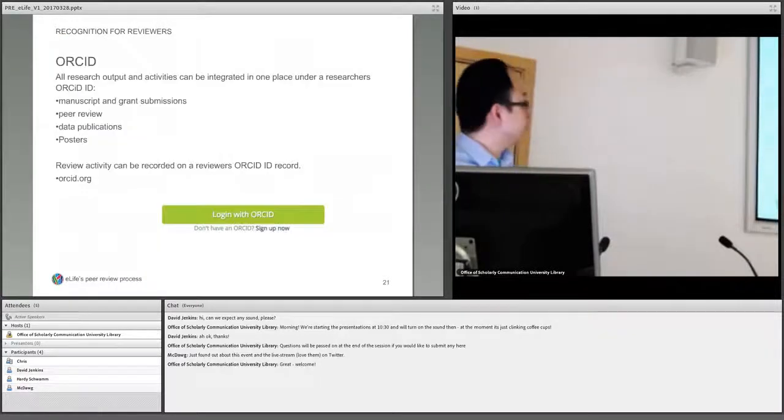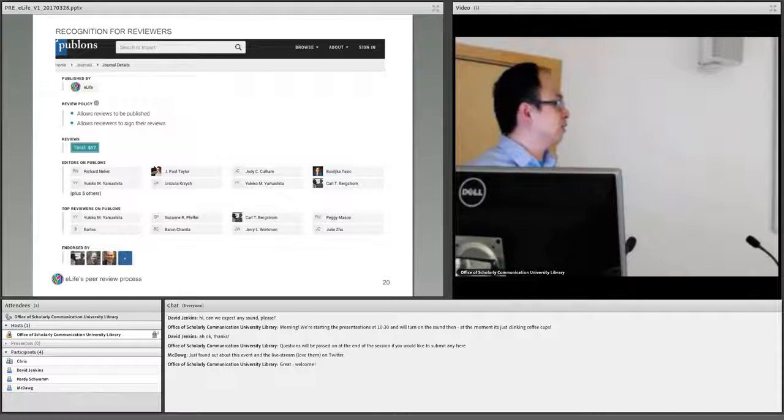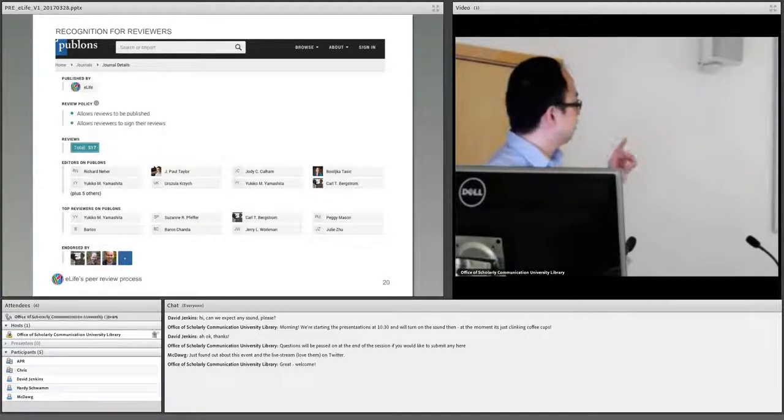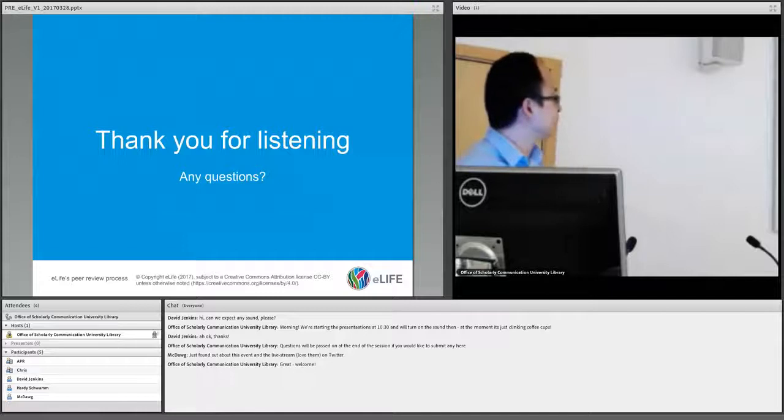We also work with ORCID, and if you have an ORCID ID, you can also cite your eLife review activity on ORCID. One other thing I forgot to mention is that to date, I think we've had over 750 eLife reviews showcased on Publons. So reviewers have actually noted that on Publons. Actually, that's my final slide, and thanks for listening. Do you have any questions?